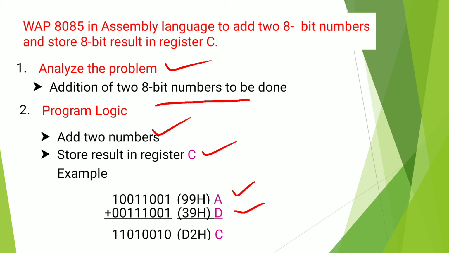Now performing the addition: 1 plus 1 is 0, carry 1, and so on, carrying 1 through the bits. 1 plus 1 plus 0 is 1. So the result is 8-bit: D and 2. So D2H. This is the manual method.